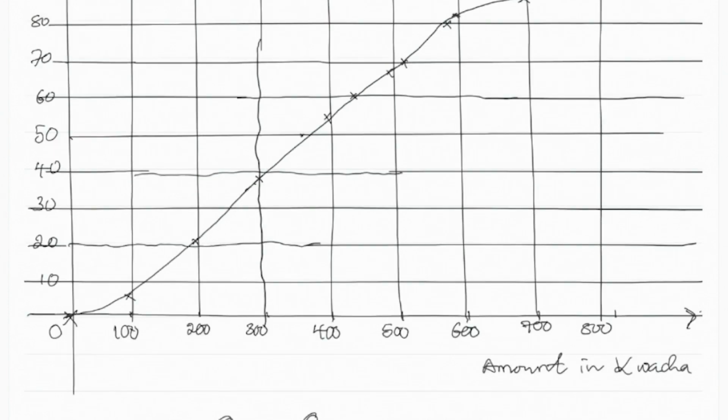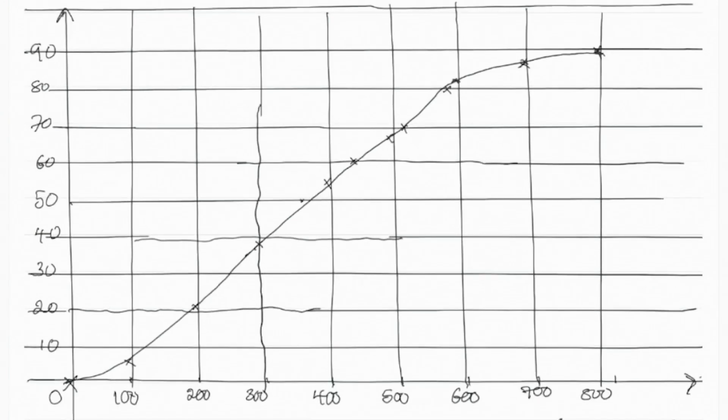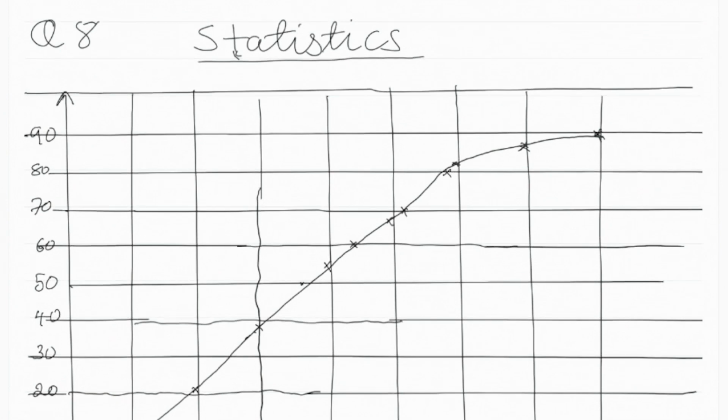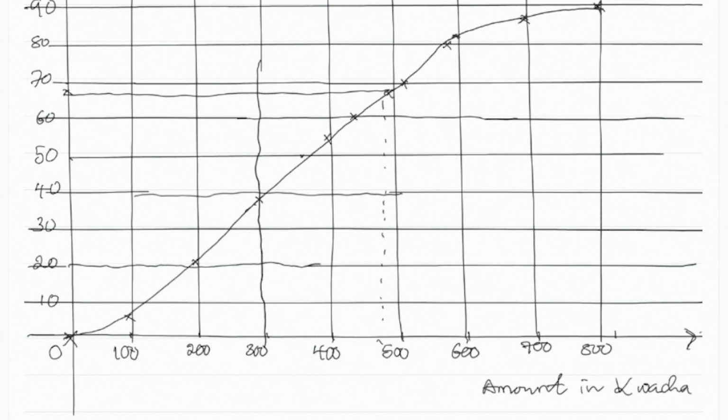You are going to find Q3 as 3 over 4 times 90. When you multiply that, you're going to have 60-something somewhere there. You can multiply there, I'm just showing you how to do it. Then what you need to do is get straight there, meet the graph, and then go down to take the reading there. This is your Q3.